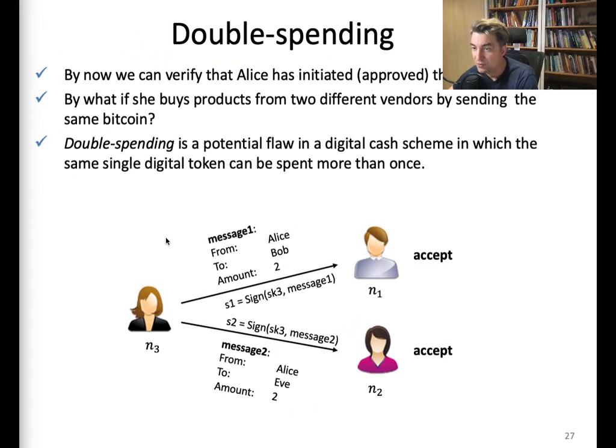Blockchain is the first technology to solve a long-standing problem of double spending. Double spending is a potential flaw in a digital cash scheme in which the same single digital token can be spent more than once. So think of it as a file that you can copy in multiple locations. When you copy a file, you don't have to delete the original file, so you can copy it as many times as you want. This is not what we want, and that's what Bitcoin has resolved.